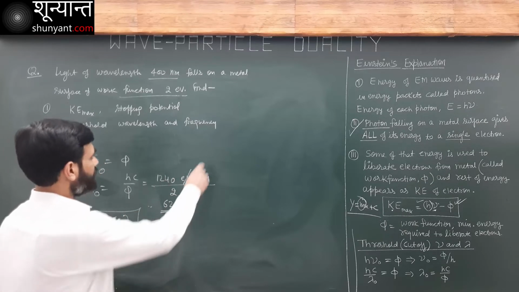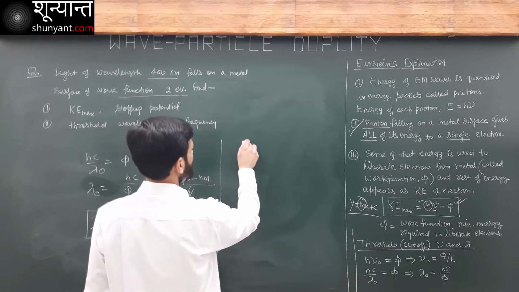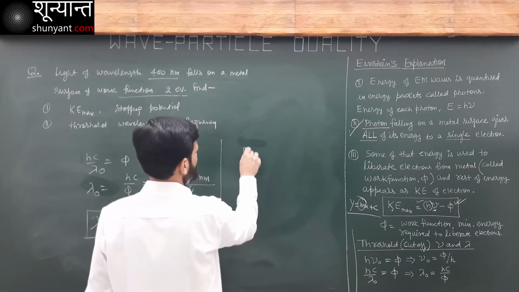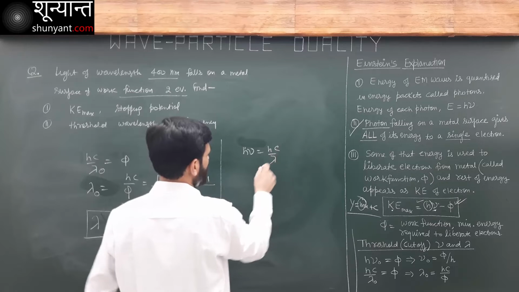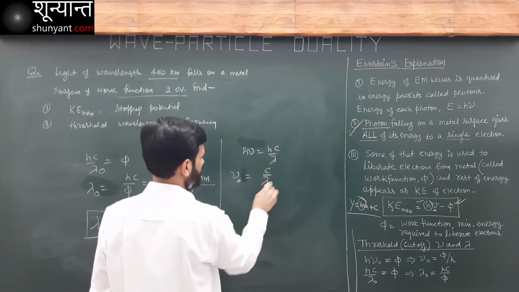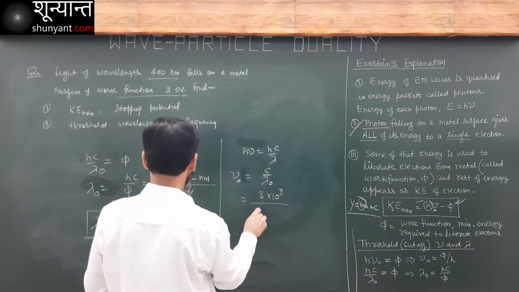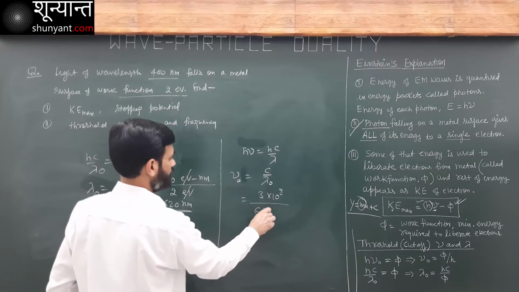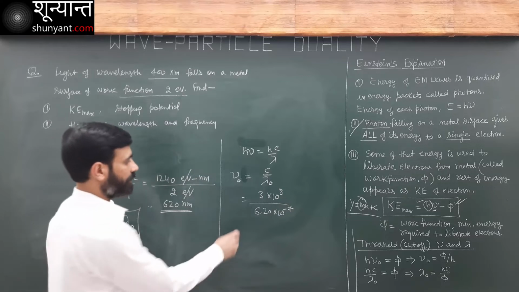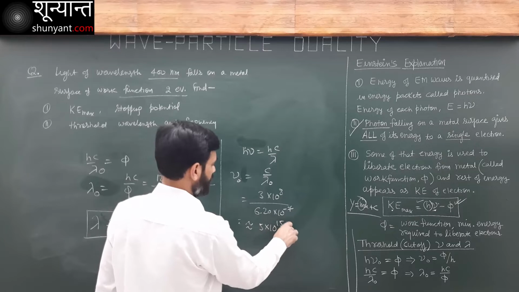Now, once I know the wavelength, I can find the frequency. We have h nu naught equals hc over lambda naught, so nu naught is c over lambda naught. That is 3 into 10 power 8 over 620, which is 6.2 into 10 power minus 7 in meter. This is approximately equal to 5 into 10 power 15 hertz.